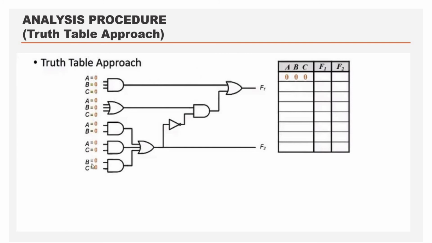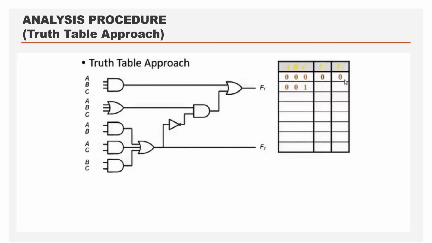Then we find the first level outputs of the logic gates. As you can see in the slide, it is 0 0 0 and 0. Now the second level is 0, and the third level becomes 1 0 and 0. So we get F1 as 0 and F2 as 0. Now we will change the values to A, B as 0 and C as 1. So the first level becomes 0 1 0 0, the second level becomes 0, the third level becomes 1 1 1. Similarly, we get F1 and F2 as 1 and 0.